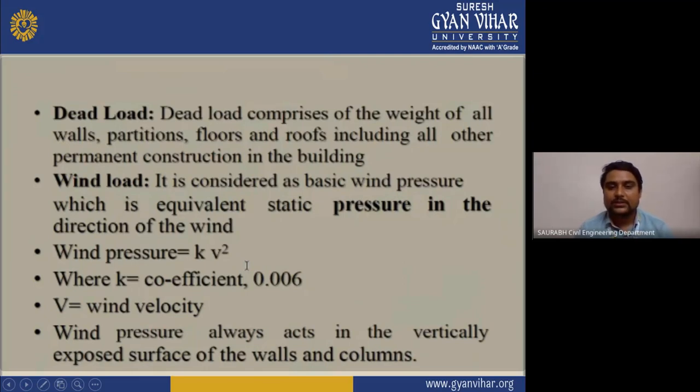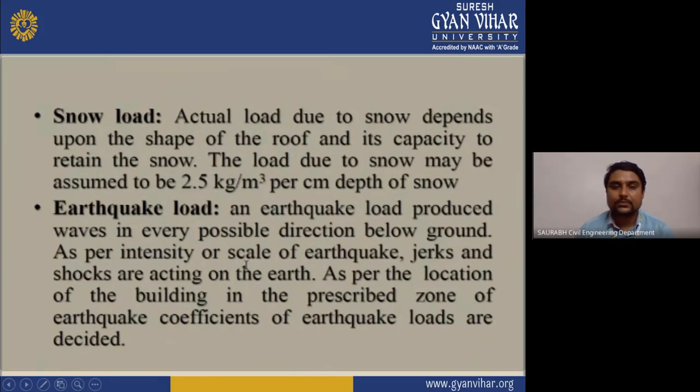Wind load. It is considered as a basic wind pressure, which is equivalent to static pressure in the direction of wind. Wind pressure will be equal to K into V square, where K is the coefficient which is equal to 0.06 and V is the wind velocity, and wind pressure always acts on a vertically exposed surface like walls and columns. Now come to the snow load. Actual load due to the snow depends upon the shape of the roof and its capacity to retain the snow. The load due to the snow may be assumed to be 2.5 kg per meter cube depth of the snow.